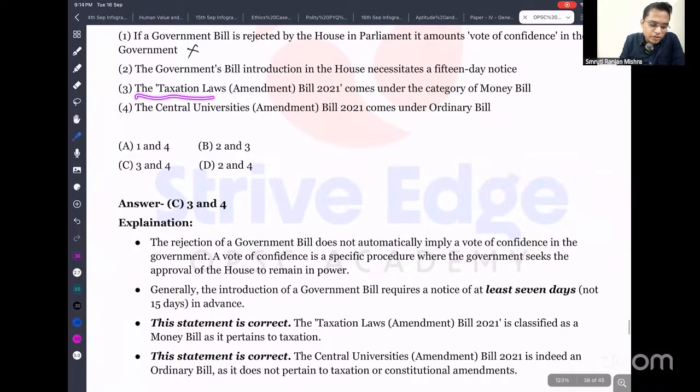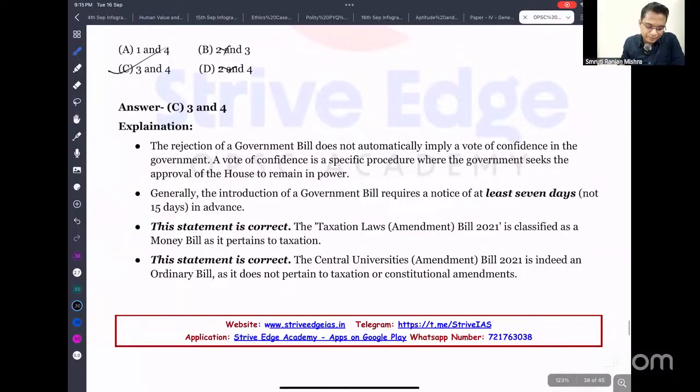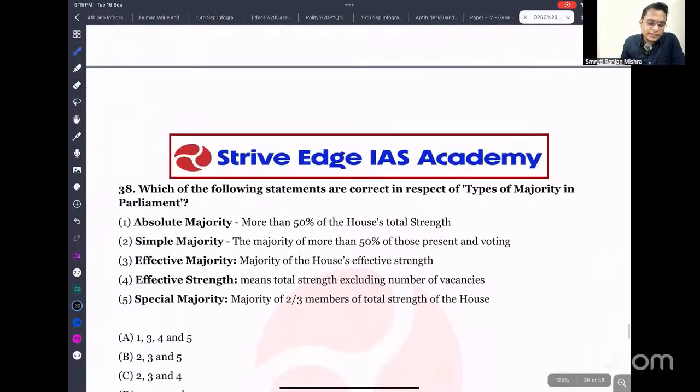A taxation law bill comes under the category of money bill. I think you know that taxation is related to money bills, and you can even guess that. Even if you don't know, you know the first two provisions, so you can get the answer. 1 and 2 cannot be the answer because it is asking for the correct ones. So only 3 and 4. Okay, C is the answer. Okay. So next, a very good question.